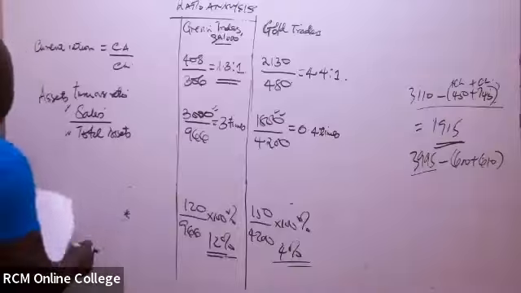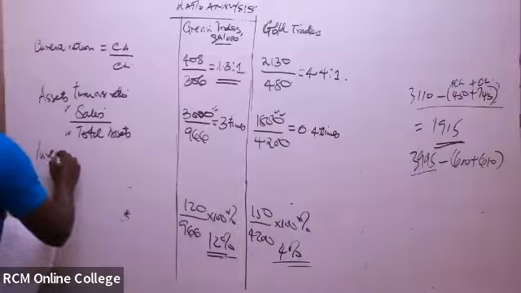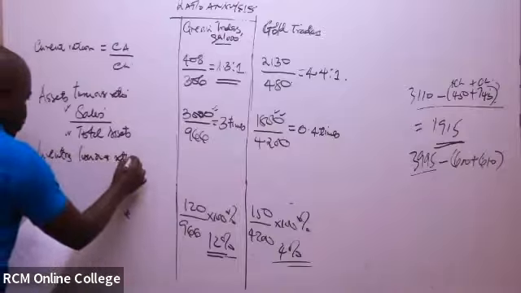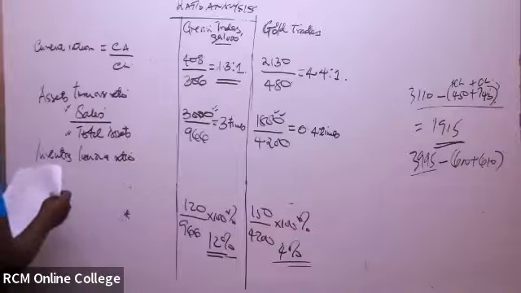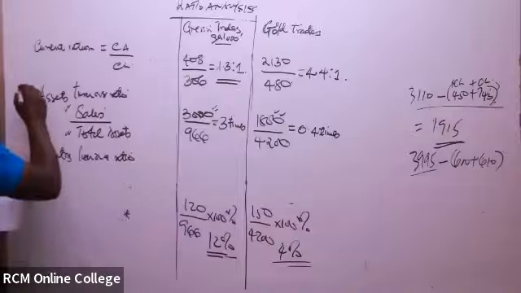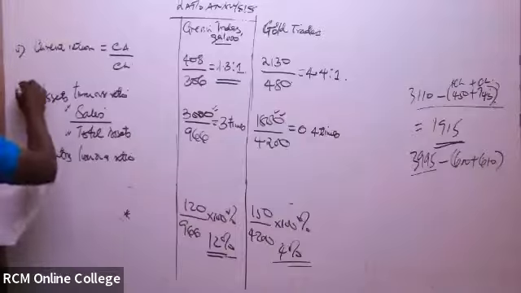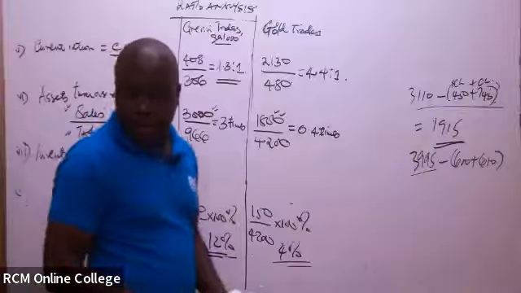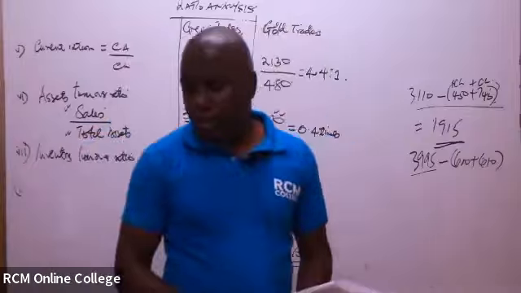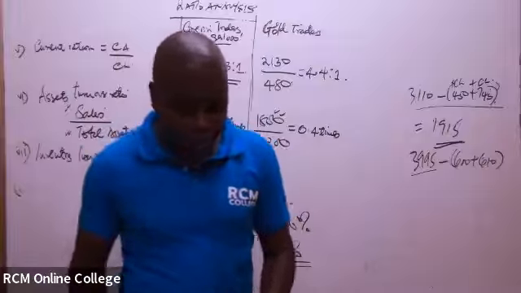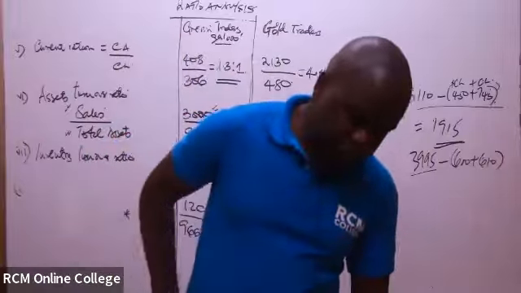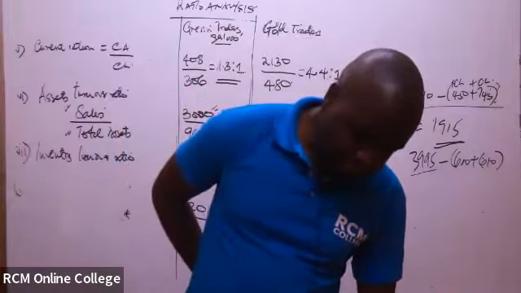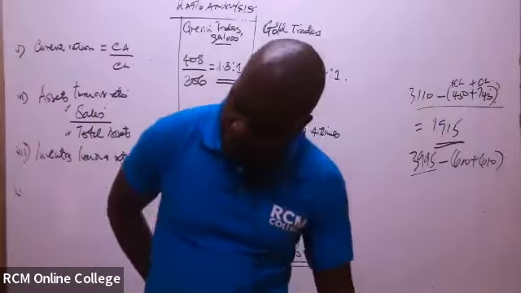Then in this case, you have inventory turnover. The current ratio was number 5, this was number 6, and this one is now number 7. Inventory turnover ratio, the formula: cost of sales over the average inventory.